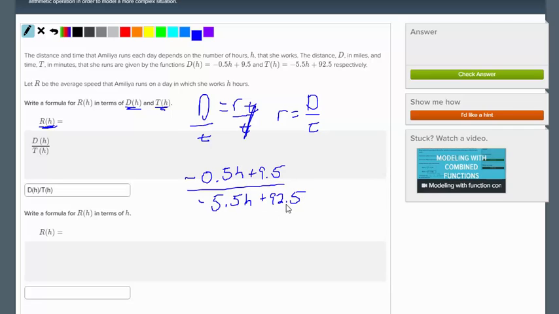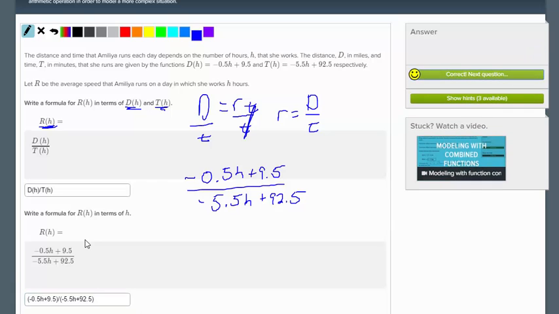And I could do some simplification here. I'm not going to do it. This is beyond us right now. So I'm just going to type parentheses for the top, negative 0.5H plus 9.5. That's for the top. Divided by, for the bottom, negative 5.5H plus 92.5. Okay? And I got it right.